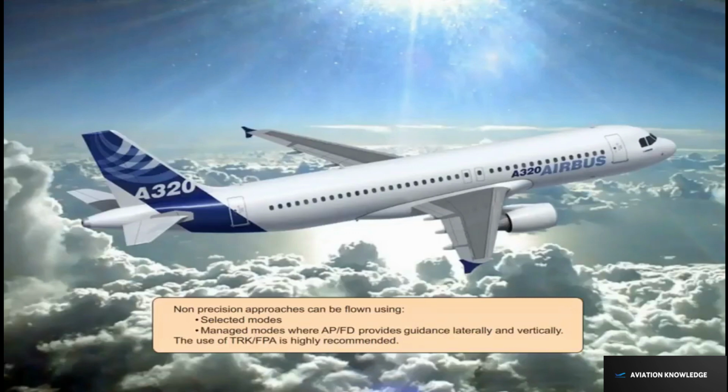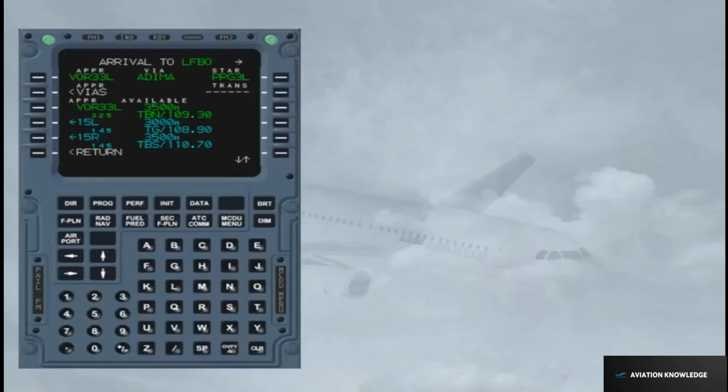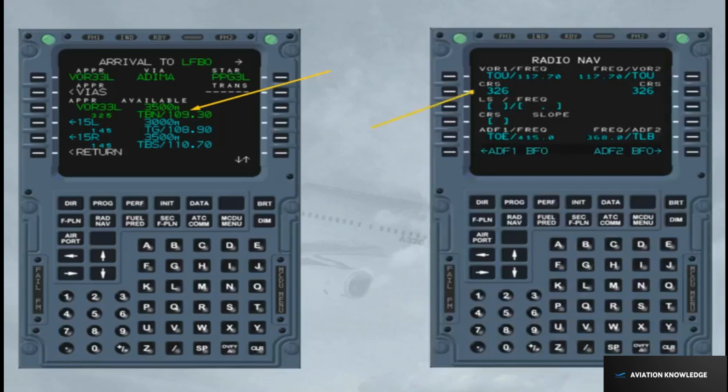Non-precision approaches can be flown using selected modes or managed modes, where autopilot flight director provides guidance laterally and vertically. The use of track flight path angle is highly recommended. The managed mode can be used if the approach is defined in the database. The type of approach must be inserted in the flight plan, and navaids with related course must be tuned manually through the RADNAV page.